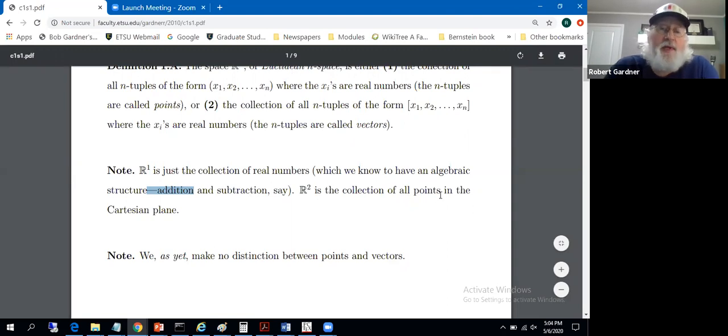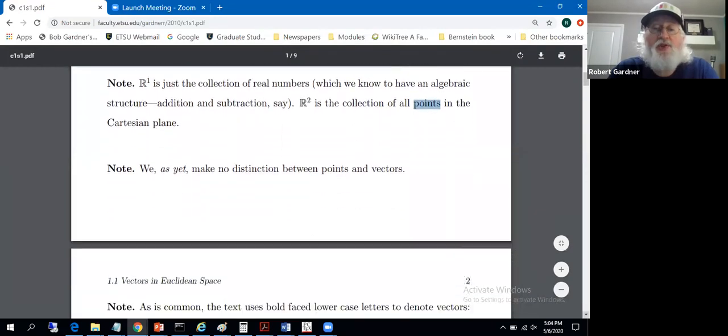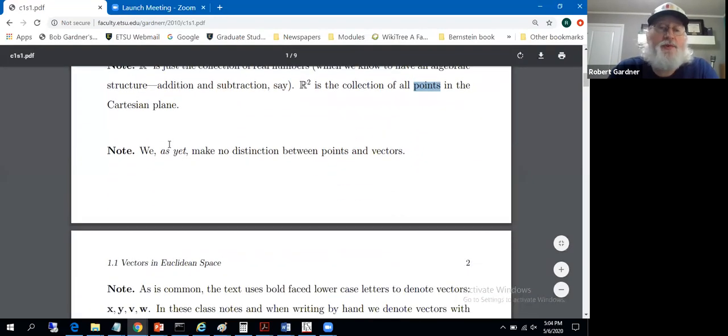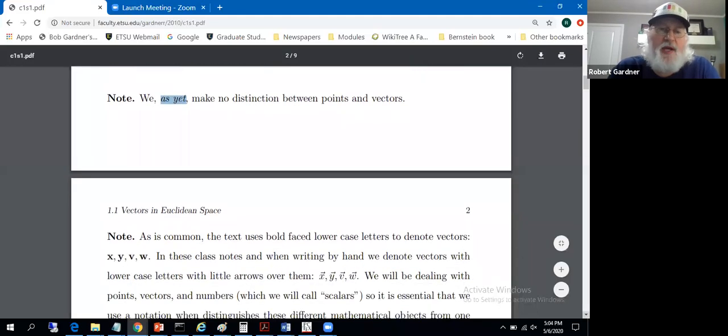R2 is a collection of all points, if you want to interpret it as a collection of points as opposed to vectors, a collection of all points in the Cartesian plane. So for us, so far, there's no distinction between points and vectors as yet. Well, we're going to change that pretty soon. Our only distinction is notational so far.